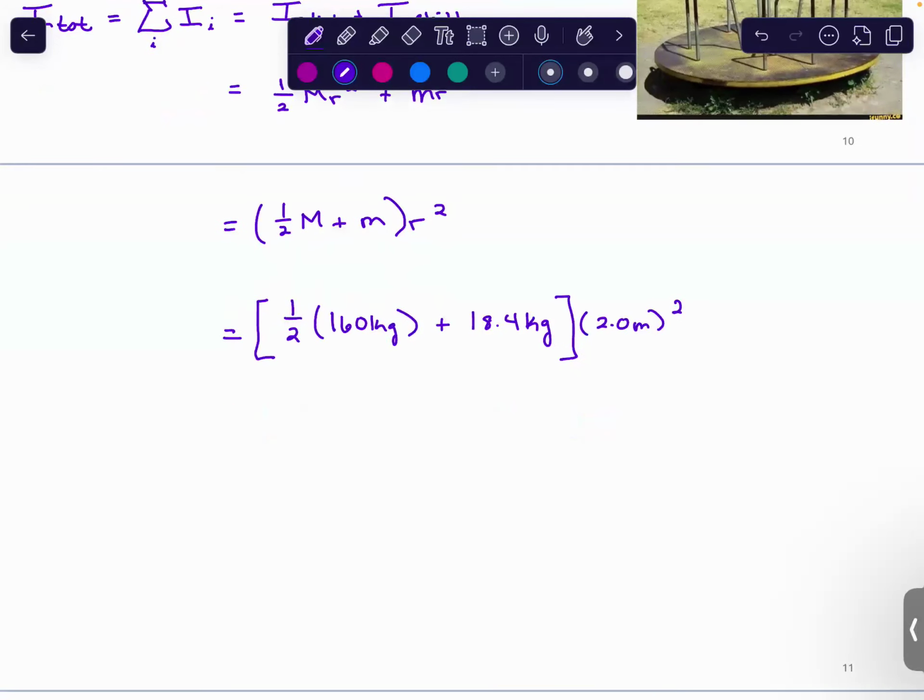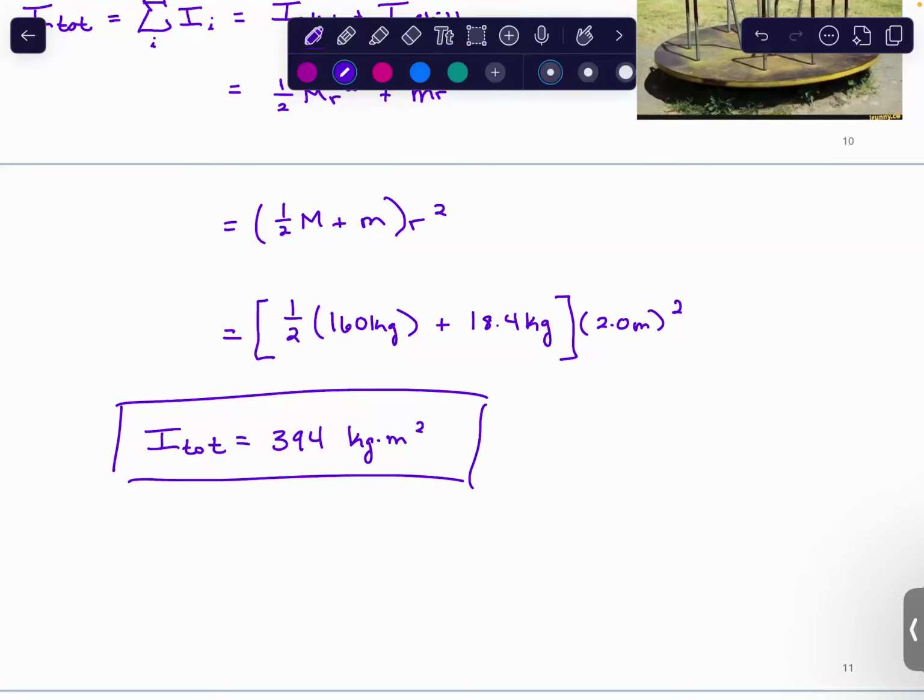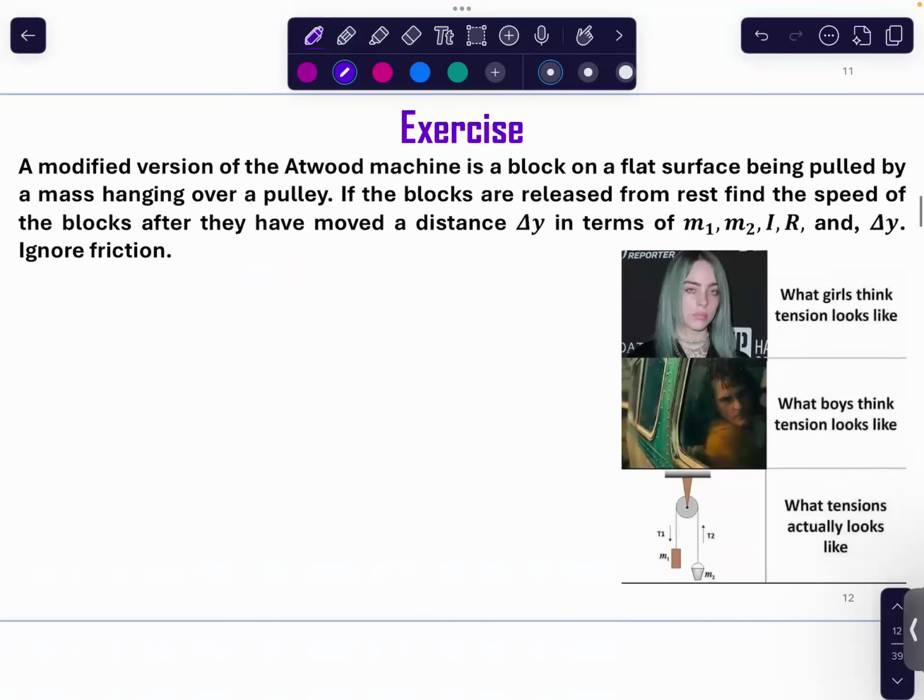And so then what we're going to get, the total moment of inertia will be 394 kilograms meters squared. So not too bad of a way to start off the chapter. Kind of a simple little calculation there. Alrighty, moving on. Let's look at an exercise.